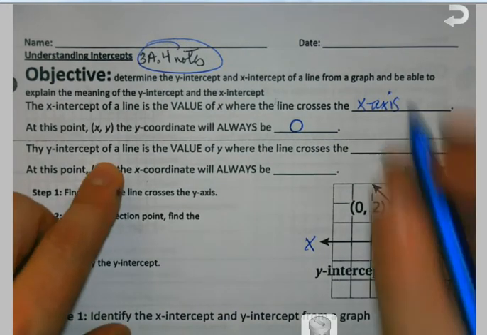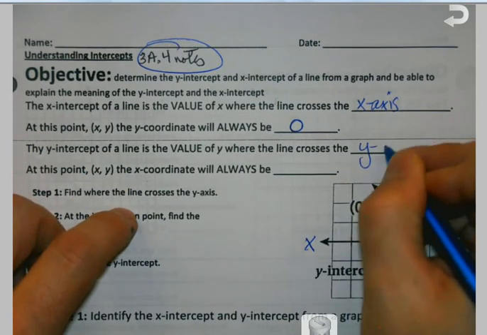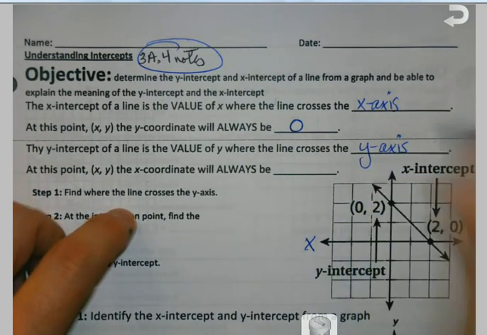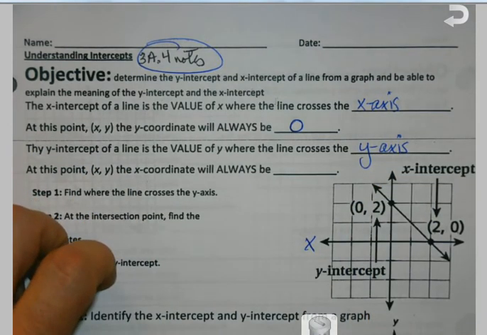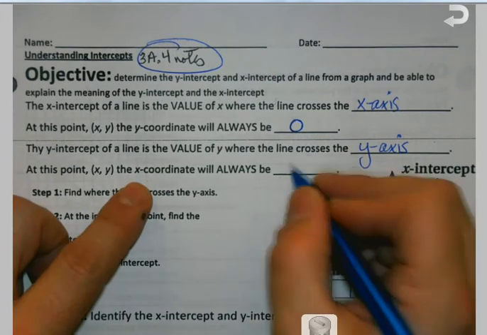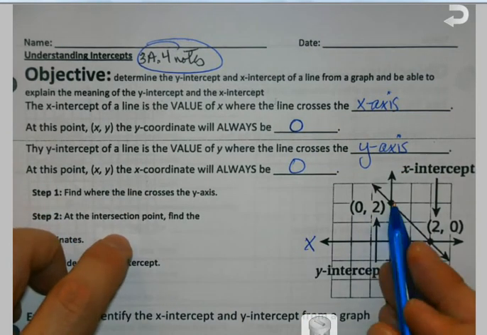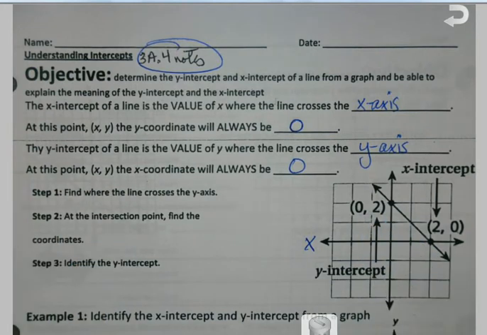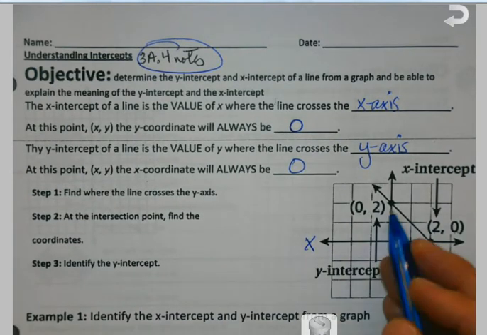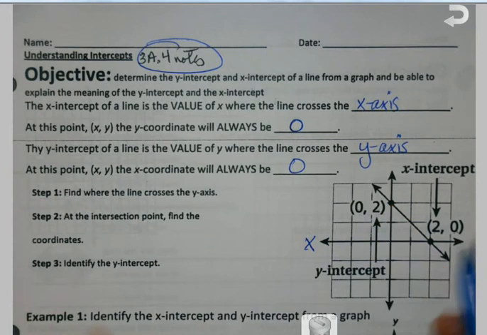For the y-intercept, it crosses the line at the y-axis, and the x-coordinate will always be 0. So this one's crossing at y equals 2. The x value is 0. That's one thing they'll always be consistent about. And then they have the steps over here to do it. Figure out where it crosses the y-axis, figure out where it crosses the x, and find your points.